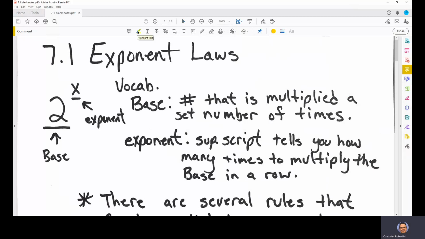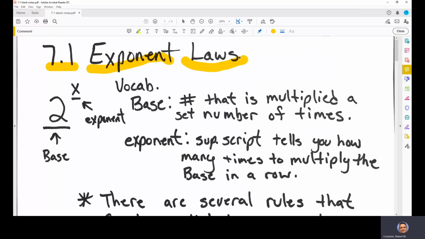All right. So as we first start off, like always, we are in 7.1. This means Chapter 7 of our Pearson textbook, Section 1. Chapter 7, Section 1, Exponent Laws. You may be saying, Mr. C, hey, I thought we were just in Chapter 1. How are we now in Chapter 7?